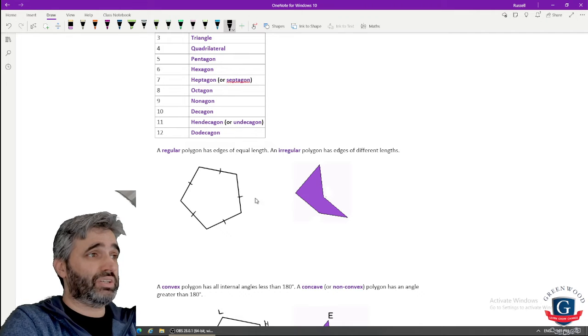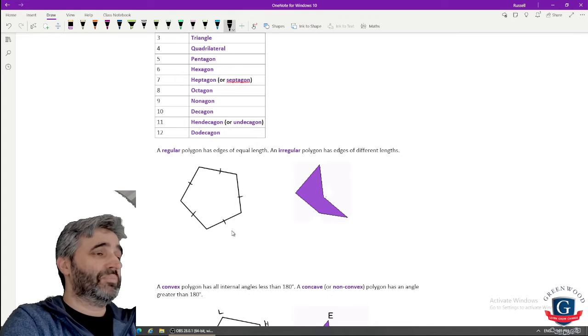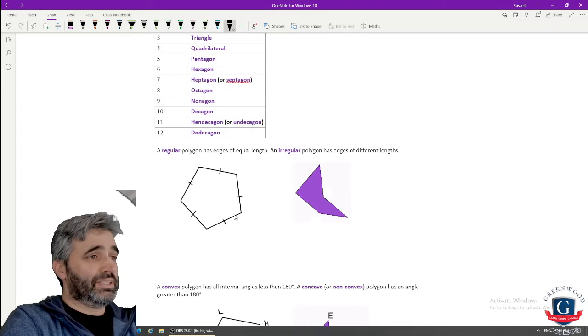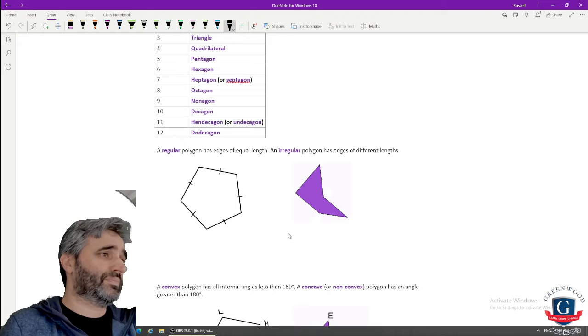So a regular polygon has all sides of equal length, and if we have sides of equal length, we mark them with a little line, and that tells us that that's the same length as that, and the same as that. They're all the same. It's regular. And an irregular pentagon would have sides of different lengths. So this side is obviously longer than this side. It's an irregular polygon.